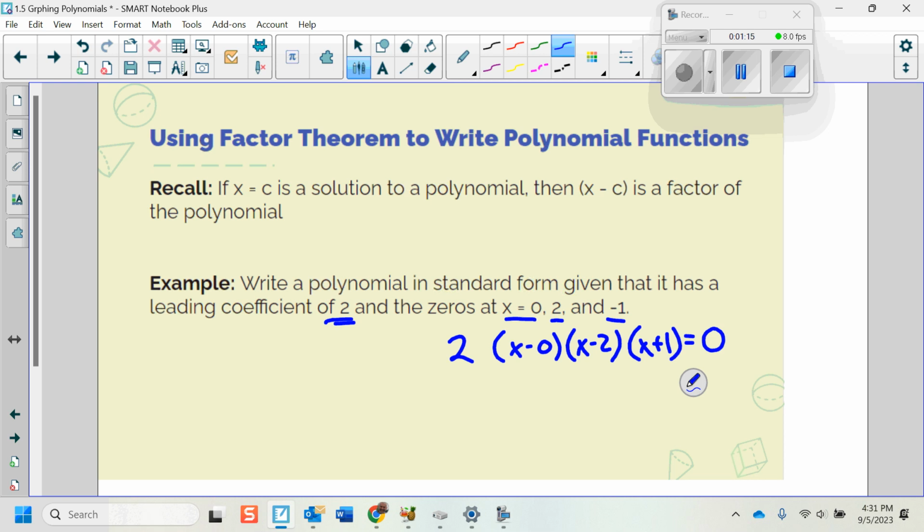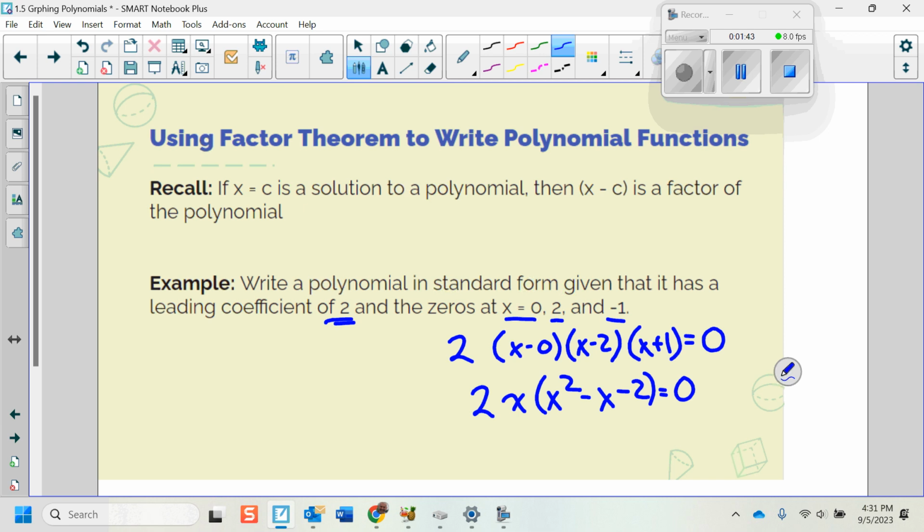And I'm going to go ahead and start multiplying these out. This x minus 0 I can think of as x, so really the first two factors there, 2 and x, I can write as 2x. x minus 1, x plus 1, I'm going to go ahead and FOIL those and get x squared minus 2x plus x gives me a minus x. Negative 2 times plus 1 gives me a minus 2. And that should equal 0.